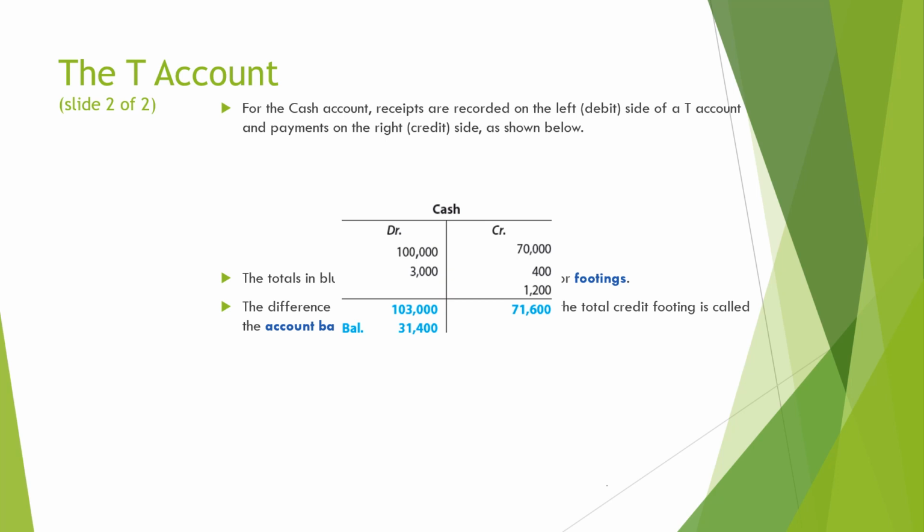When we add up our debits, we can say 100,000 plus 3,000 and get 103,000. That's called footing in accounting. We just added it up. We can see our total debits are 103,000. We add up our credits. Our total credits are 71,600.